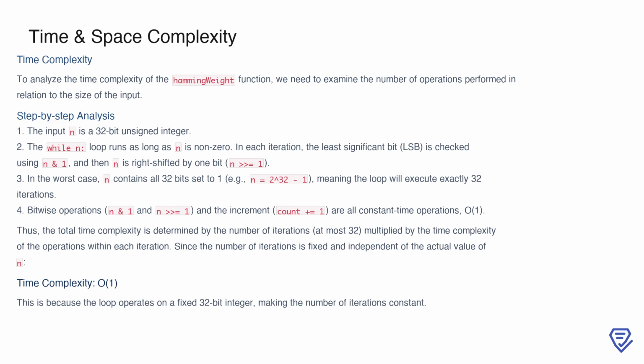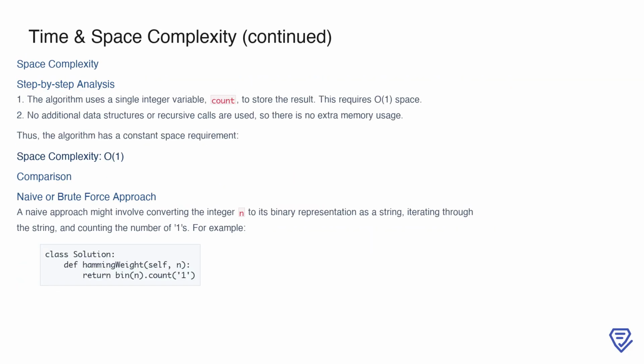This is a result of the fact that we are working with a fixed-width 32-bit integer, making the number of operations constant regardless of the input. Now, let's consider the space complexity of the Hamming weight function. The algorithm only uses a single integer variable, count, to keep track of the number of 1 bits. This variable requires constant space, or O(1). Moreover, the function does not rely on any additional data structures or recursive calls, so there is no extra memory allocation involved. This simplicity means the algorithm has a constant space requirement, O(1).